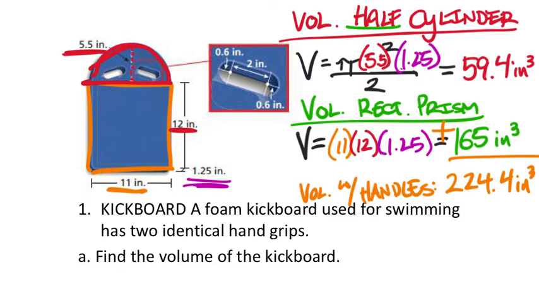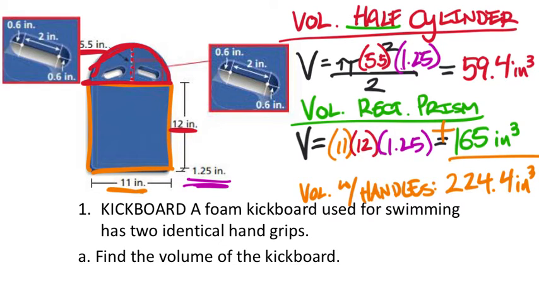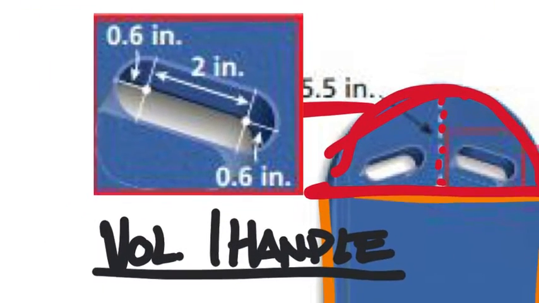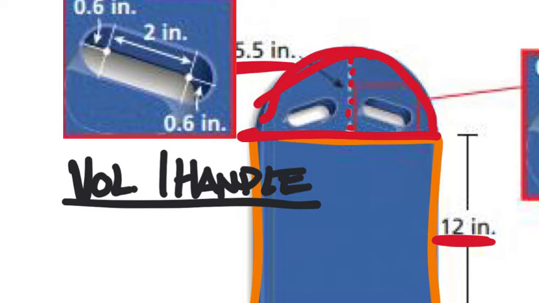All right, that's the volume with the handles, but I still need to find the volume of the handles. Now there's two of those handles. That's important to know. So this is one handle right here, right? This is the volume of one handle. Well, let's take a closer look at the handle right here. We can see that it's made of two different shapes. So it's a composite volume, or composite area if you want. And remember, the depth of this is that 1.25 inches. It doesn't show it on this diagram, but we should know that its depth is 1.25.